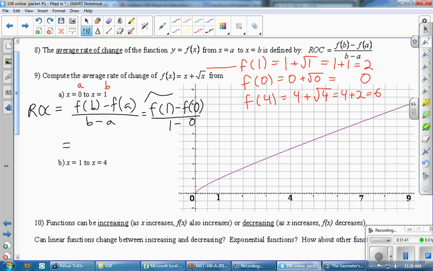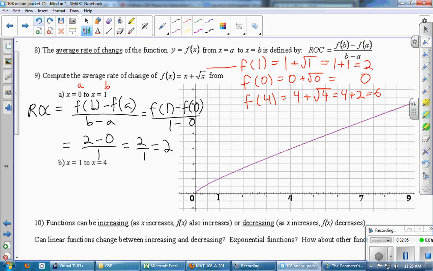So all we're doing is looking at this piece right here, f of 1 minus f of 0. So f of 1 we said was 2 minus f of 0 is 0, divided by, and then on the bottom now it's 1 minus 0. So that's just 1. And upstairs is 2, downstairs is 1, so we just get 2. And that's the average rate of change.